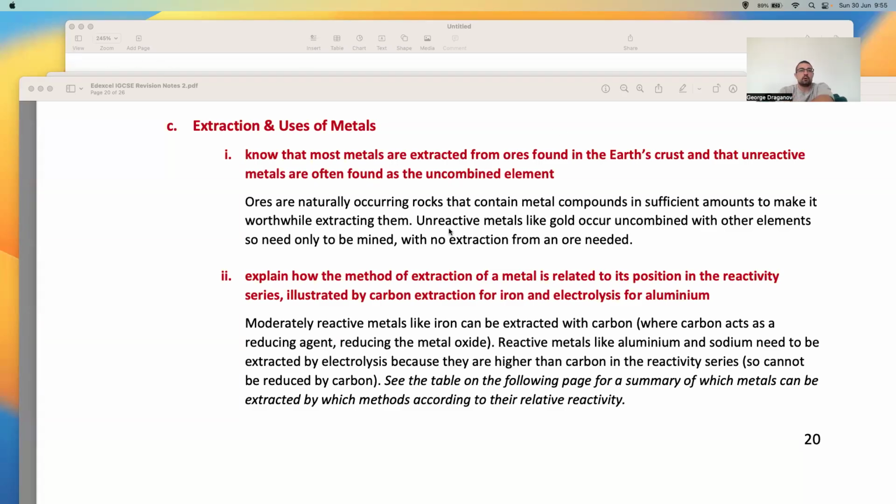Right, today's lesson, we're going to look at the extraction and uses of metals. So where do metals come from? Well, metals come from metal ores. Now, what is a metal ore?